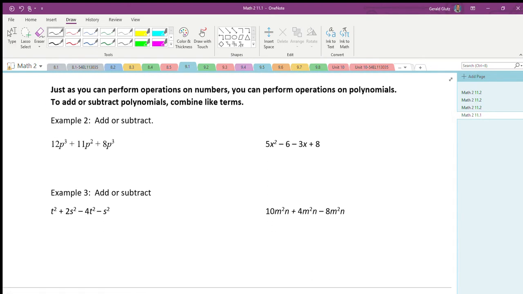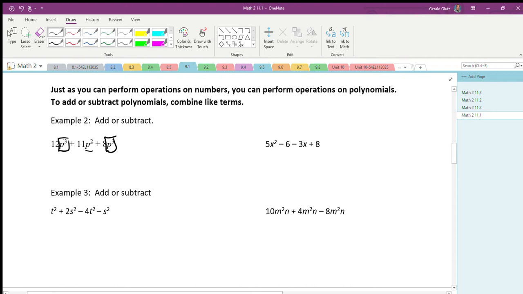So just as you perform operations on numbers, you can perform operations on polynomials. So to add or subtract polynomials, we combine like terms. So this is something you should have already seen before, hopefully. So example 2 just tells us to simplify these things. So we got a p to the 3rd, p to the 3rd. This is a p to the 2nd. So I've boxed the two like terms. So those I can combine.